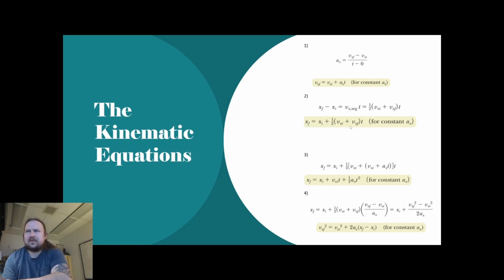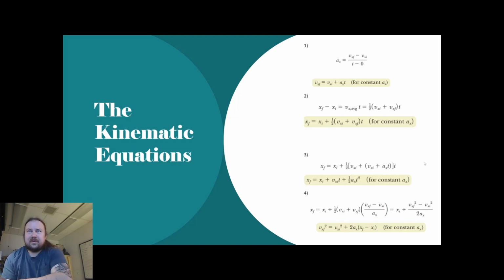Now again, the math doesn't matter so much on how you get out of this, as long as you understand the final equation. So here our final position, our x final, is equal to our initial position, wherever we started, plus 1/2 of the two velocities added together. So this is an average velocity, times time, however long it took.